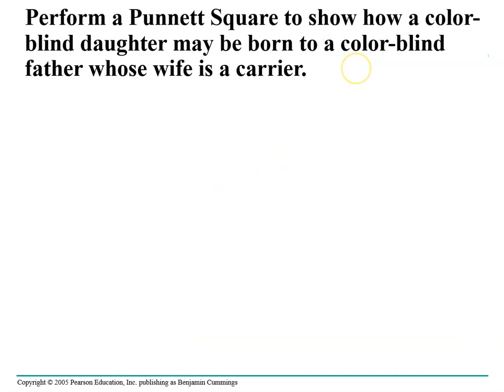Okay, here's our Punnett square scenario. We're going to show how a colorblind daughter could be born to a colorblind father whose wife is a carrier. So let's start with identifying the parental genotypes.